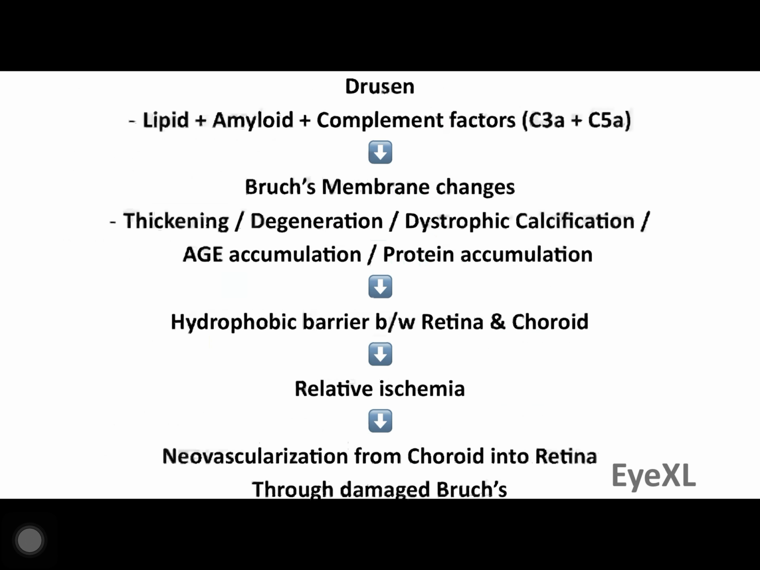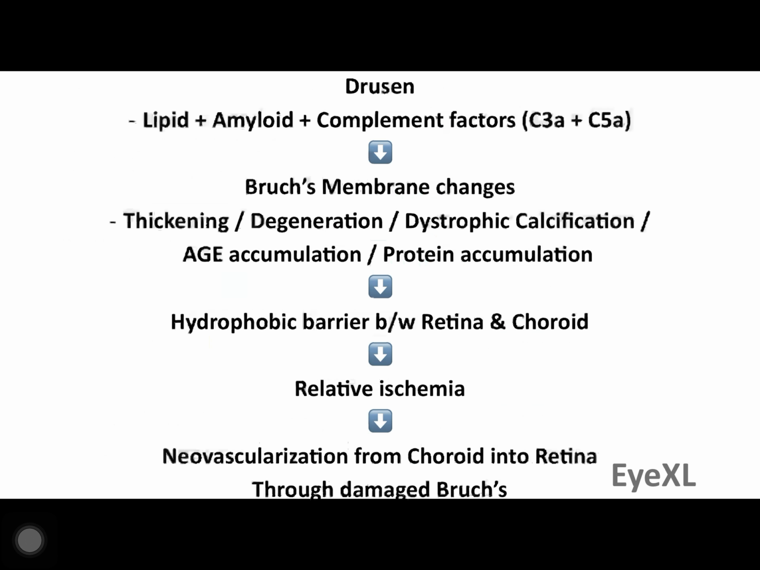So there is a hydrophobic barrier that forms. It does not allow the diffusion of water and other substances across the Bruch's membrane freely. Consequently, the retina undergoes a relative ischemia because, understand, the outer layers of the retina receive their blood supply by diffusion through the choroid. So when this barrier happens, there is a relative ischemia. The blood supply is cut off.